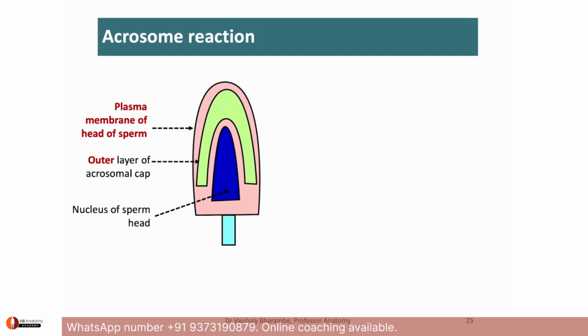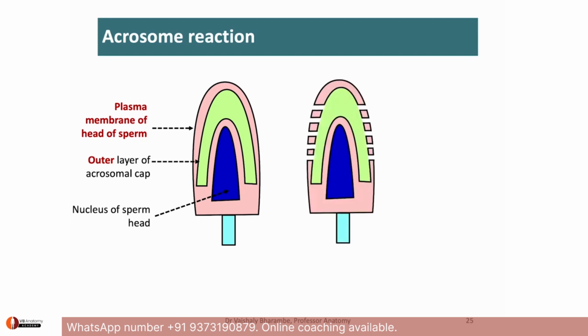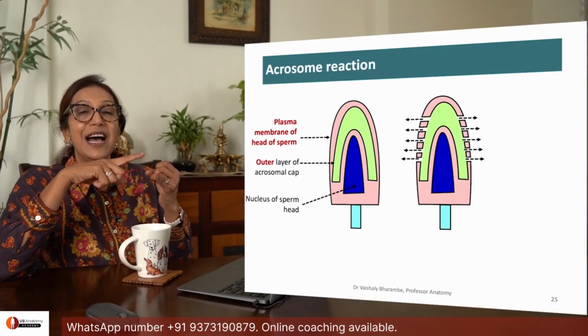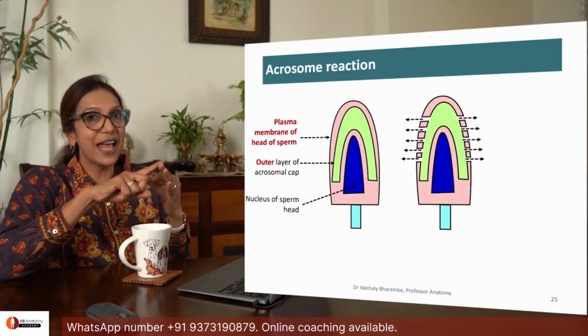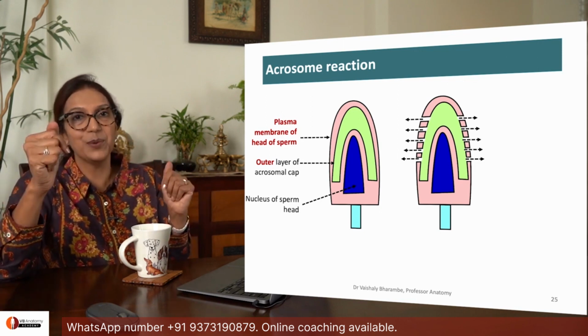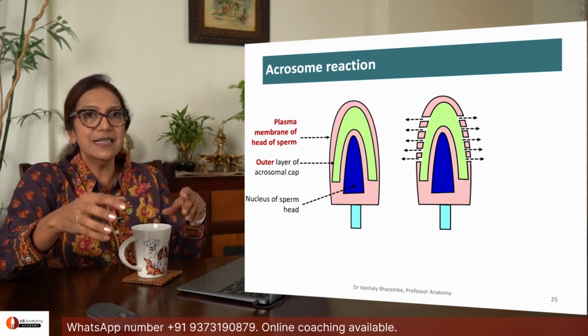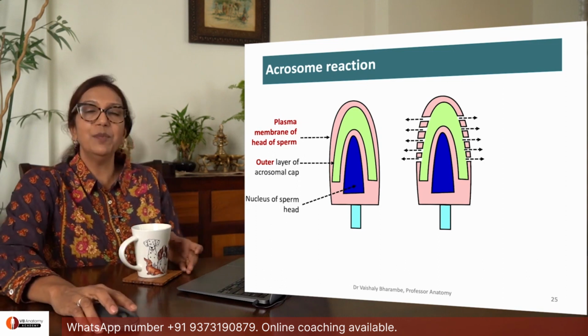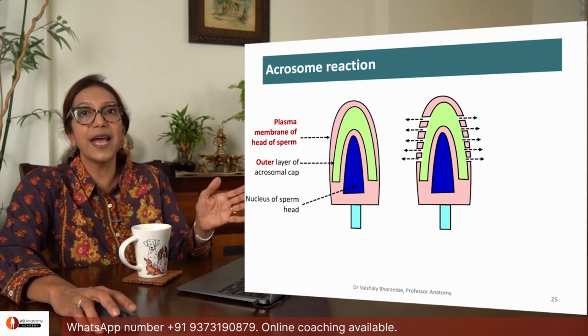So, now what happens? When it comes in contact with the corona radiata, something changes in the sperm. This plasma membrane fuses with the outer layer of the acrosomal cap. Can you see how tiny little holes have developed and the two membranes have fused? Now the acrosomal cap is suddenly open and it starts to release its enzymes. Which enzymes? Hyaluronidase, acid phosphatase, acrosin, and so on. Okay, use the mnemonic. And this is how these enzymes are released, and the process is called the acrosome reaction.